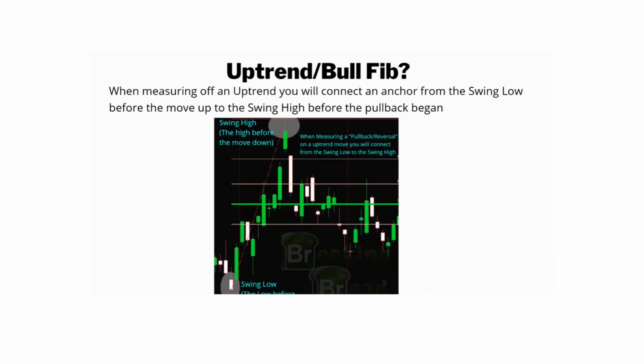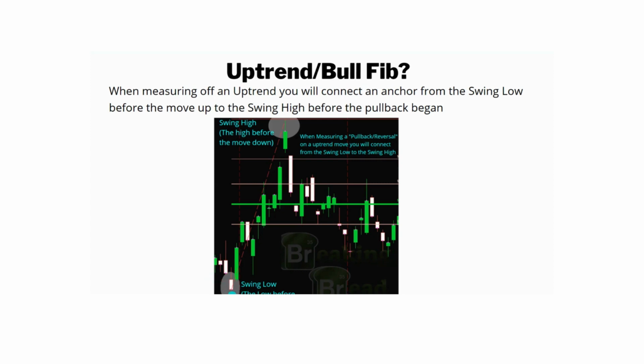All right, so to measure an uptrend, you're going to connect from the swing low to the swing high. Now you want to make sure your lows and highs are so clearly the lows and highs. Also be mindful that you're doing this from wick to wick, not body to body, not body to wick. You're doing this from wick to wick.